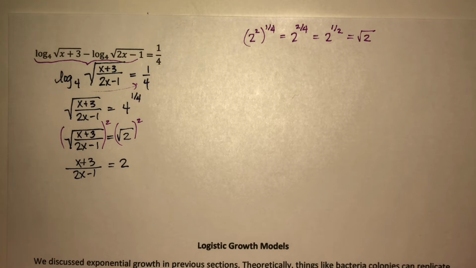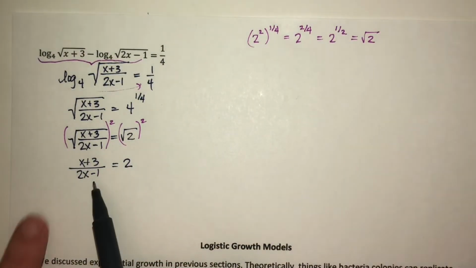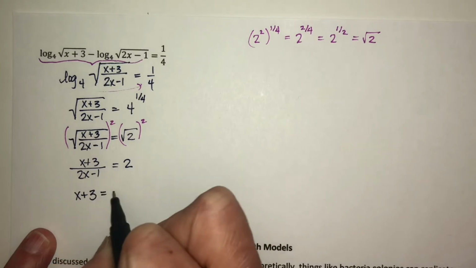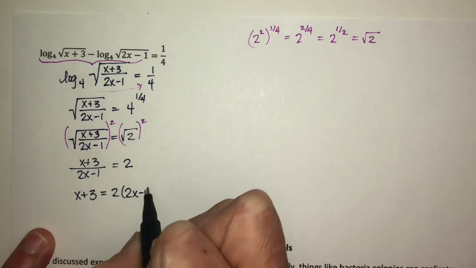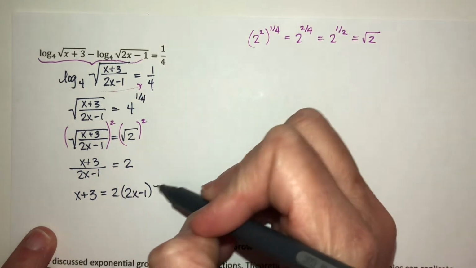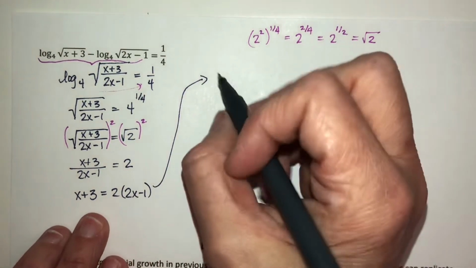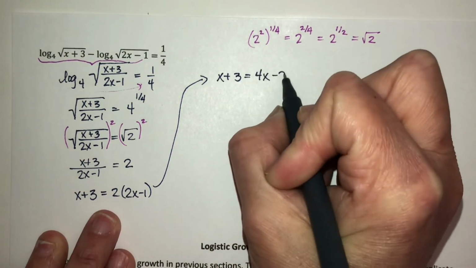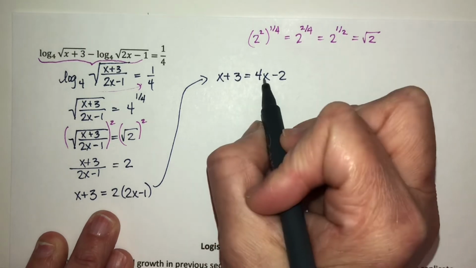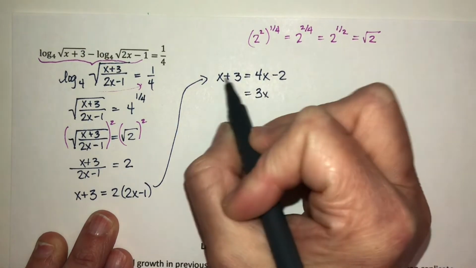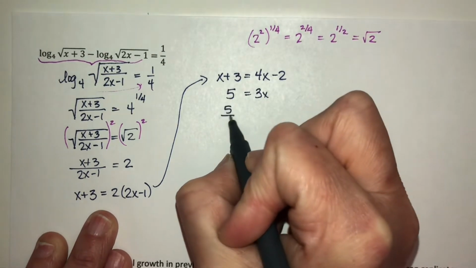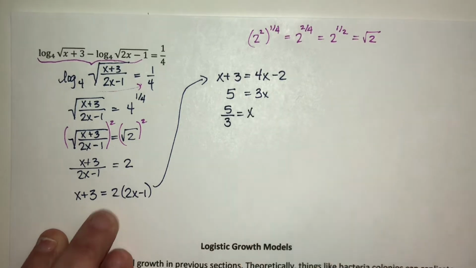Okay, now I have a rational equation. And what I'm going to do is multiply both sides here by this denominator to end up with x plus 3 is equal to 2 times 2x minus 1. Distribute the 2 to get 4x minus 2. Subtract x, I get 3x, add 2 to get 5. And right now I have 5/3 is equal to x.